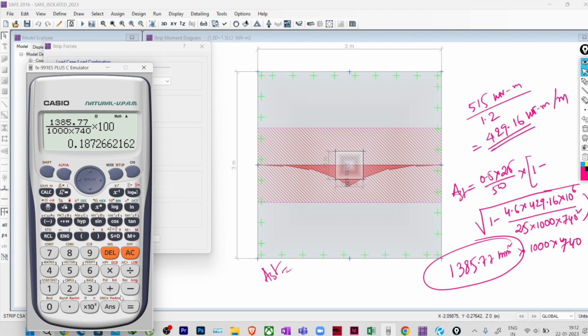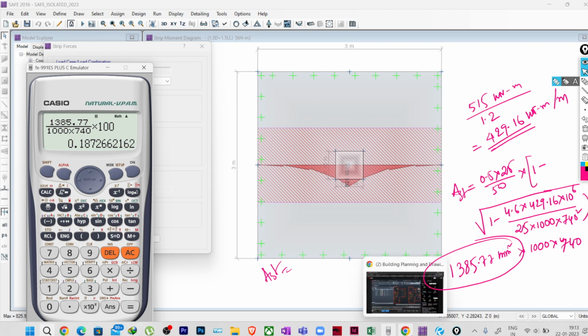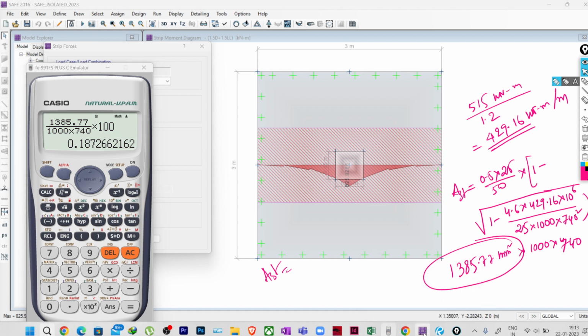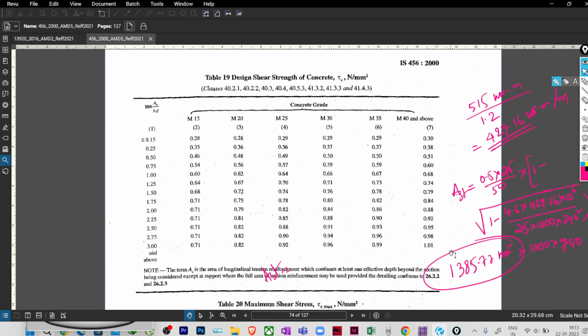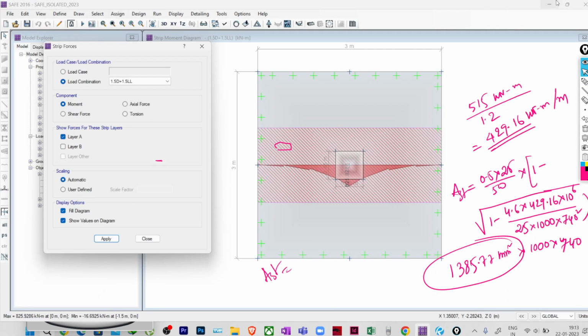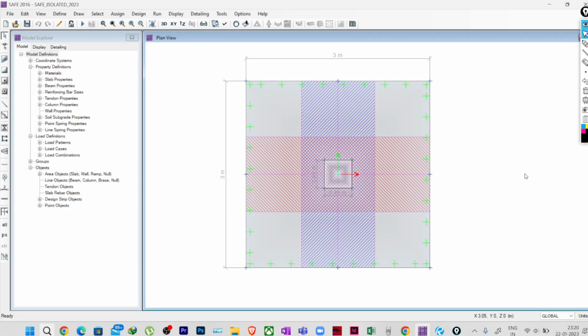0.187% instead of 0.17%. So let us see. If you see here, 0.187%, even if you are providing, then also the shear stress will be between 0.36 only, but our stress we are getting 0.5 something. So that means we need to provide reinforcement more than 0.5%, so it is not okay. So in that case we will be increasing the depth of the foundation.